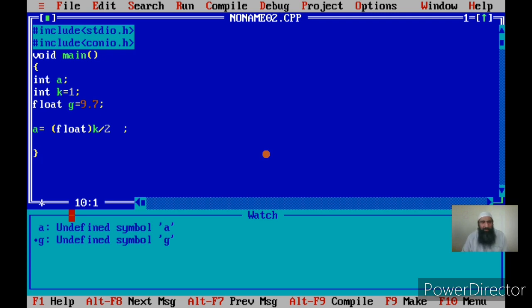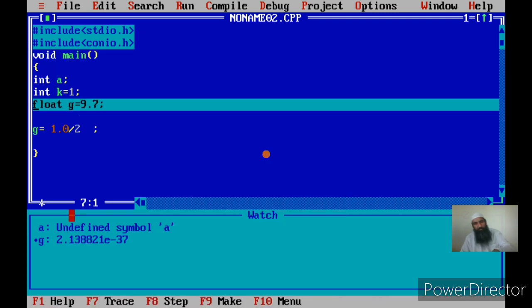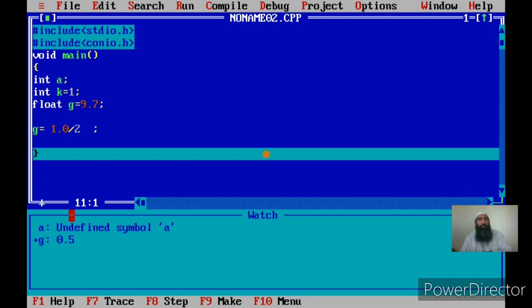Another way out: I told you that whenever we are doing integer by integer, and particularly when one of them is a constant, suppose I say 1.0 divided by 2. See what happens now. What's the value of g now? It is 0.5, because I have converted one of the constants to a decimal constant, written with a decimal point. But this will not work for all compilers. In this case, you don't have to do typecasting.